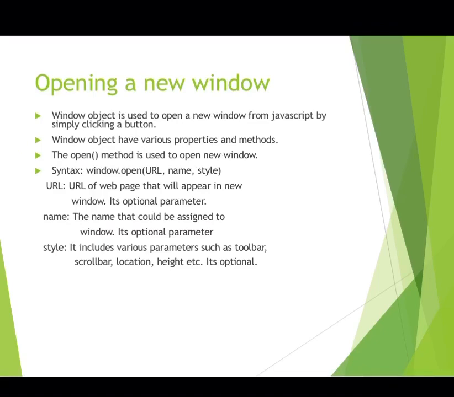Then the name: you can assign any name to your window. It is also an optional parameter. The last one is the style, which includes various parameters. You can give various styling options to your newly opened window: the toolbar, scroll bars, and the location, height and width of the window through JavaScript code. So these are the three attributes, and they are all optional. If you just write window.open, it is going to open a new browser window. Now let's see the code, how we are going to do it.